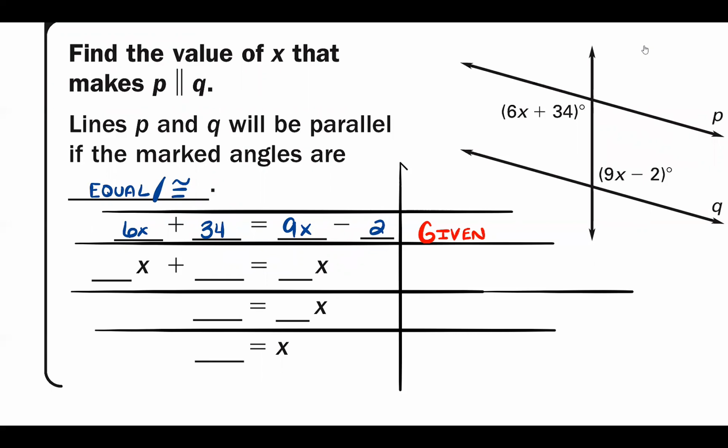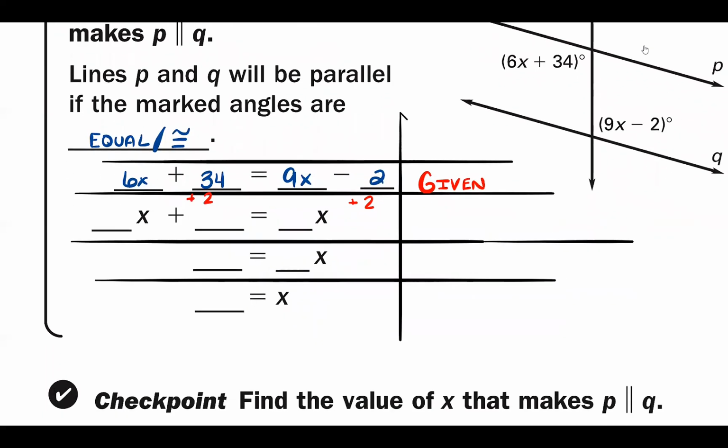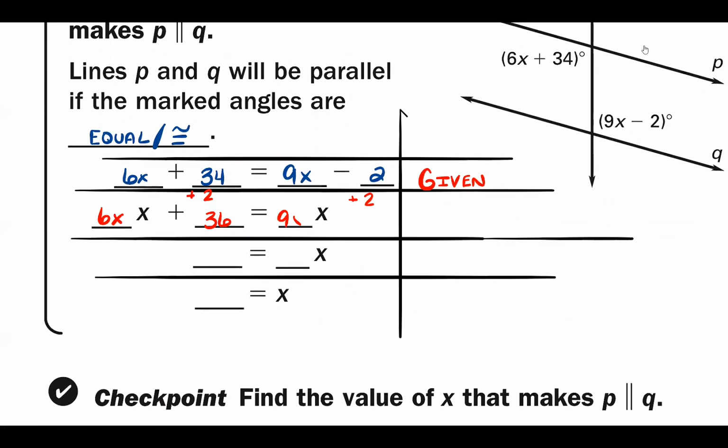All right, what would they do next? What did they do? Added 2 to both sides, probably, yeah. So plus 2 plus 2. So 6x plus 36 equals 9x. What's our justification? Nope, not segment addition, because that's not 2 angles added together. Just the addition property of equality. Oh, yeah. Back to the fundamentals. Because math is fundamentally fun.